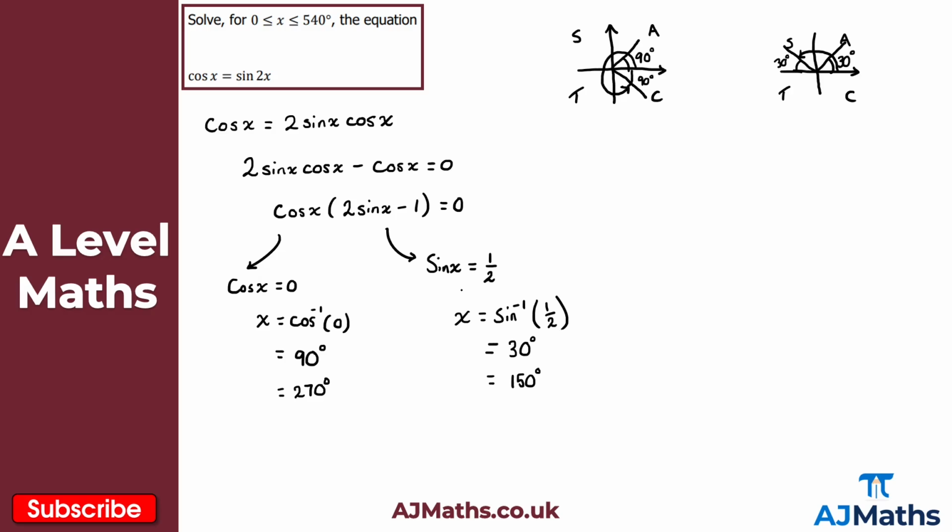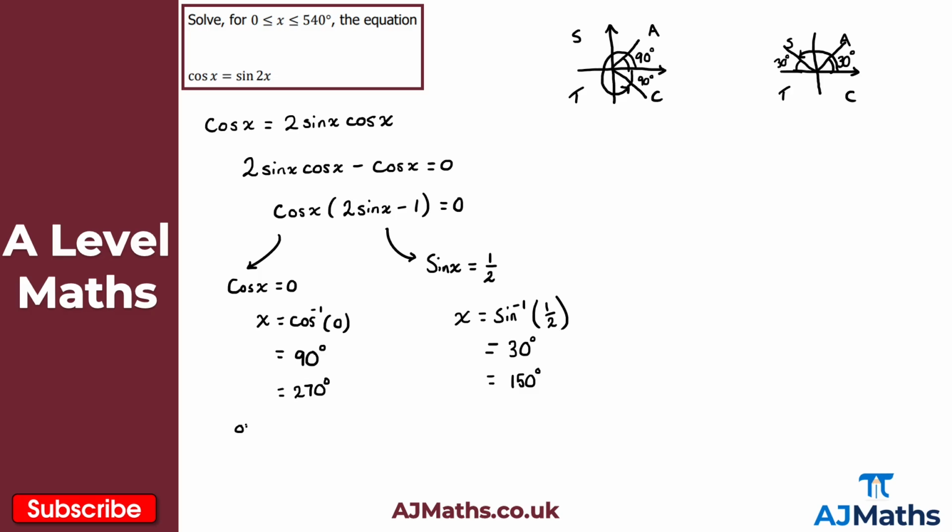Now, we're not quite done here because notice the domain for x is from 0 to 540 degrees. So what other solutions can we obtain here? Well, we know that sine and cosine are both periodic every 360 degrees. So let's consider what happens if we add 360 degrees to these solutions here. So 90 degrees plus 360 would give me 450 degrees.